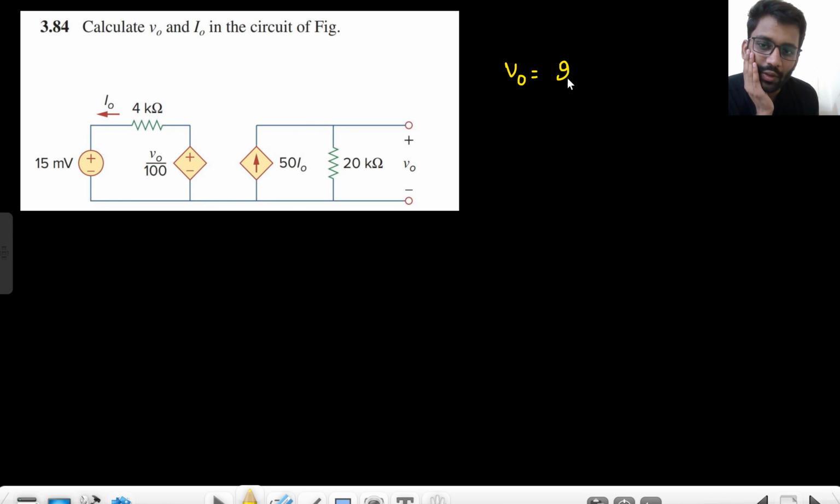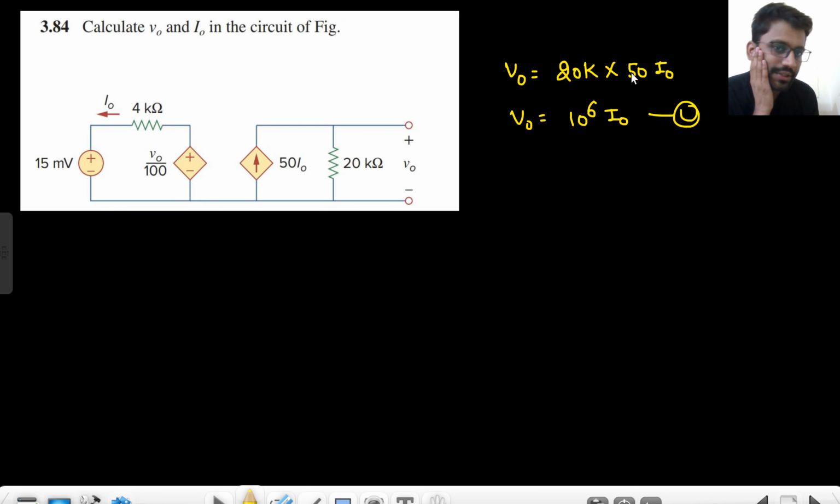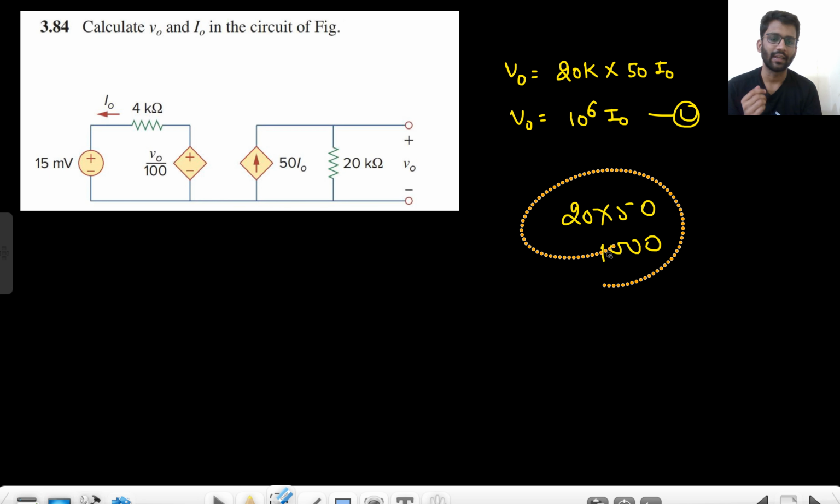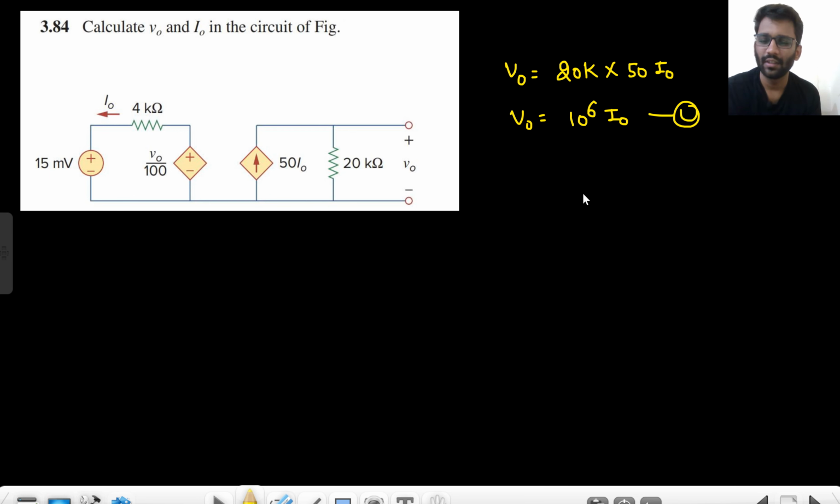V naught is 20k into 50 I naught. That means it is 10 to the power 6 I naught. So this is V naught, 20k into 50 I naught. So 20 into 5, that is 100 into 1 more 0. So 10 to the power 6 I naught. This is equation 1. There is one more equation.